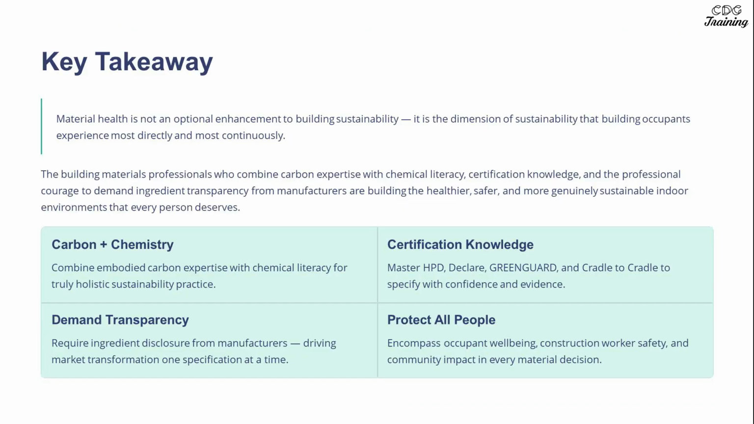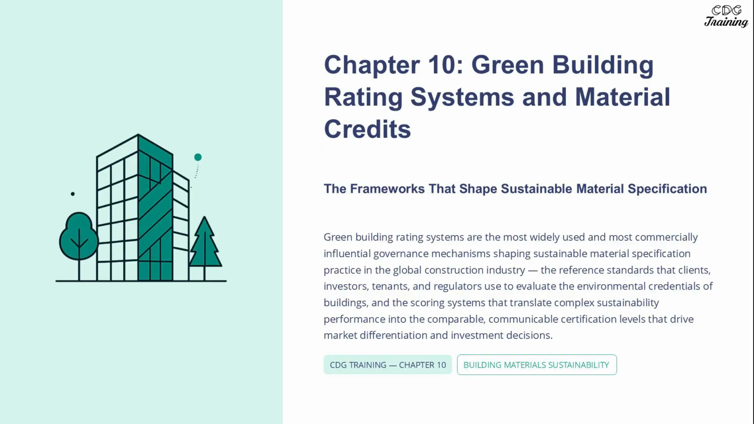Material health is essential for sustainability, requiring transparency, certification knowledge, and a commitment to protecting all people involved in building processes. Green building rating systems are essential frameworks that guide sustainable material specification in the construction industry. They help clients, investors, and regulators evaluate environmental credentials and translate sustainability performance into actionable decisions.